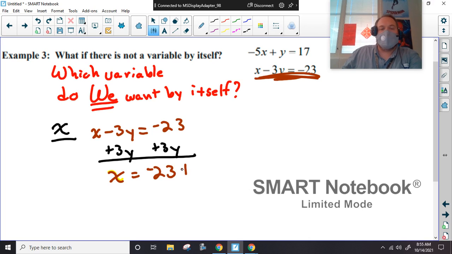Now, you can write it like this, or you could write it as 3y minus 23. It doesn't matter. When I tried to do that the other day on Tuesday, half the people got confused.